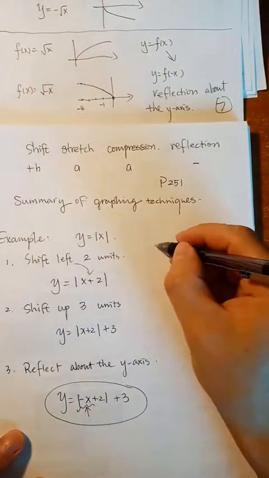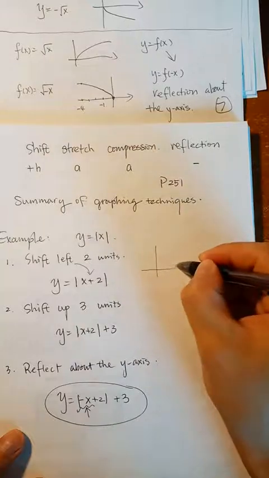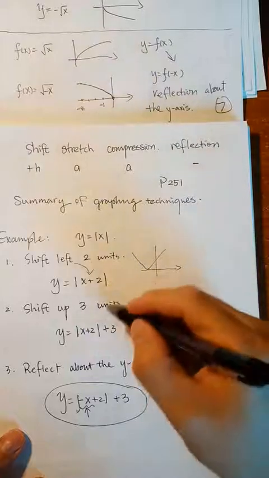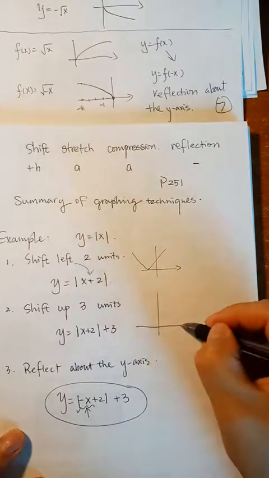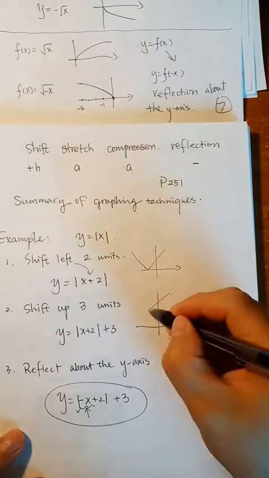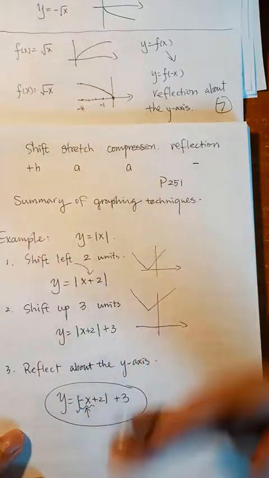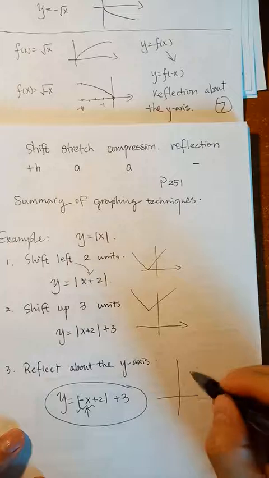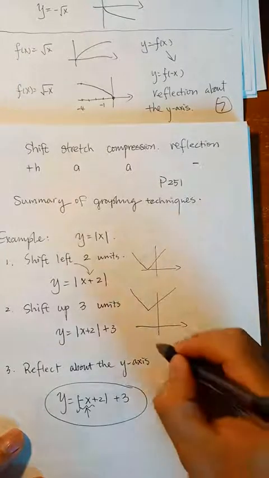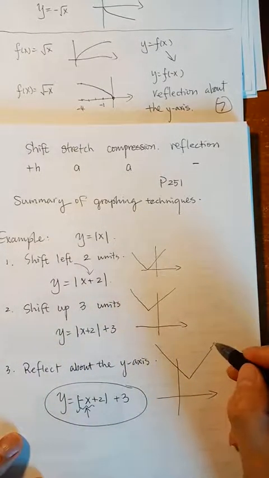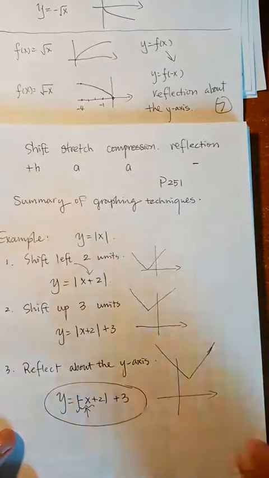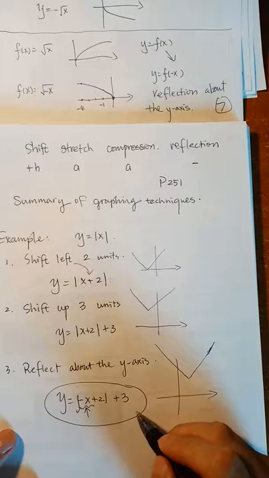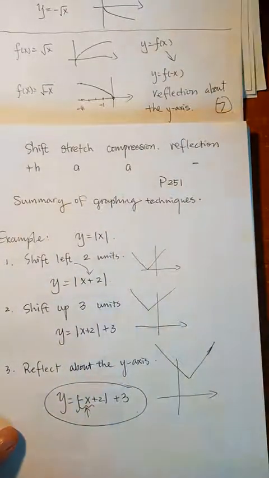So first, let's see how we do that. You have this. You shift to the left, and shift upward. Reflect about the y-axis. This is a graph of it. Reflect about the y-axis. Okay, that's the equation of the graph.